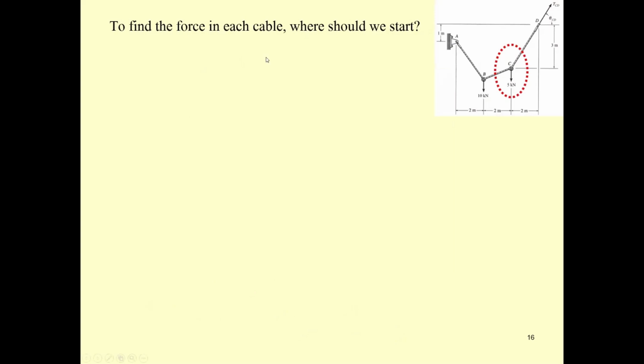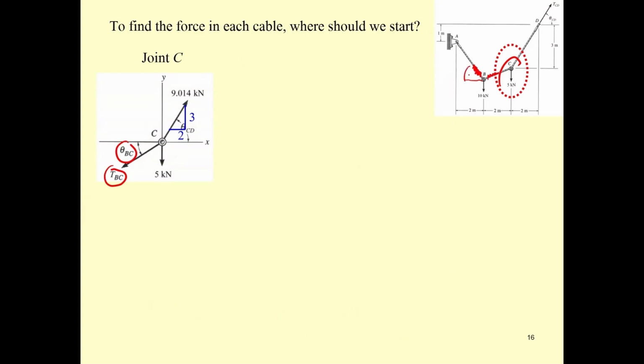Now, you may use the method of joints to cut over here and draw the free body diagram over here. At this point, you have only 2 unknowns. But for this one, you don't know the force here yet, and you also don't know the slope here. So this is not a good choice. You will start with joint C.